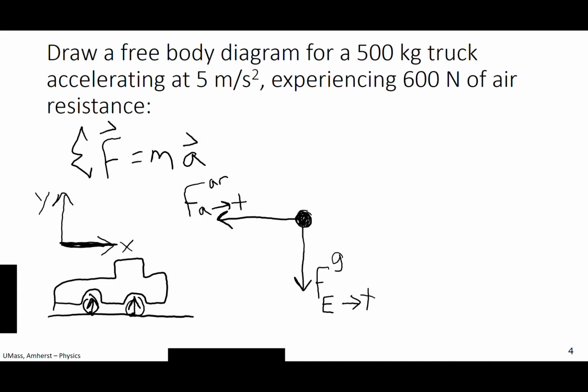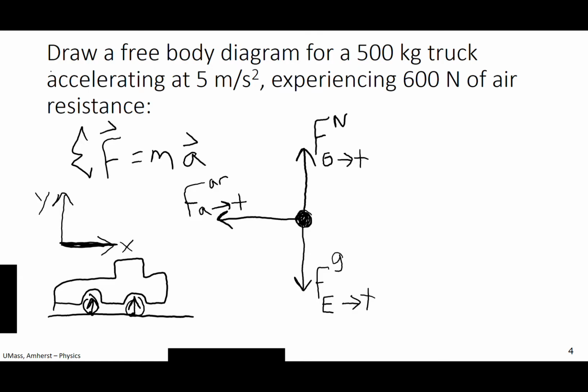Otherwise, gravity would pull us straight down. If you're standing on a trap door and all of a sudden the trap door falls open, there's no normal force pushing upwards, and so you fall down because of gravity. So our normal force is going to be going upwards, and we're going to denote that force normal, and we're going to call it the ground on the truck. Okay, so this is pretty good. We know that we have air resistance, we know we have a normal force, and we have a gravity.